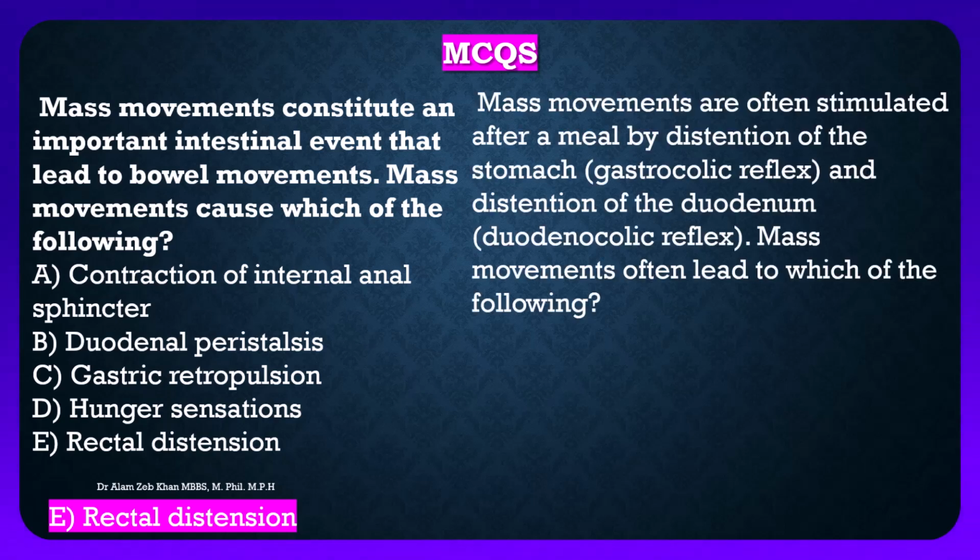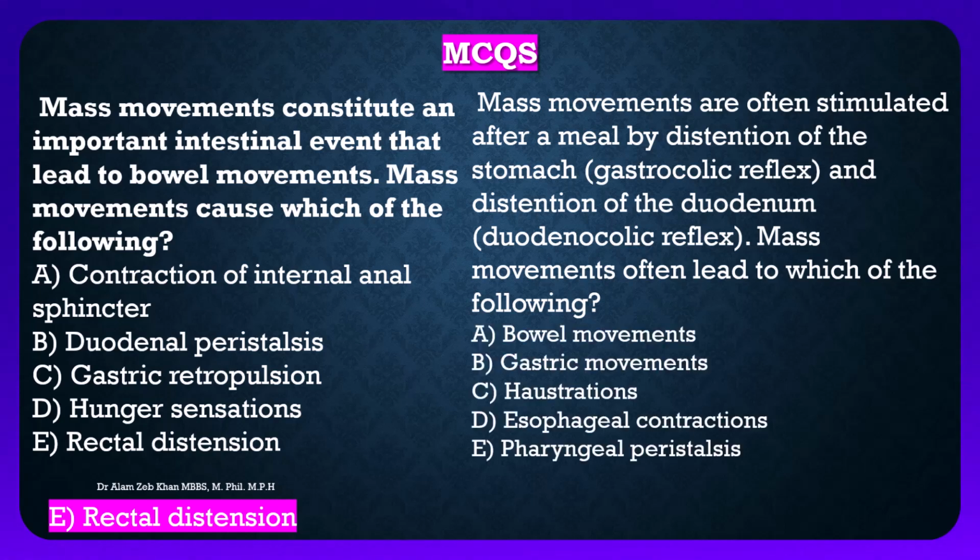Question 2: mass movements are often stimulated after a meal by distension of the stomach, which causes the gastrocolic reflex, and by distension of the duodenum, the duodenocolic reflex. Mass movement often leads to which of the following? Bowel movement, gastric movement, haustrations, esophageal contraction, pharyngeal peristalsis. You have 5 seconds. The answer is bowel movement.